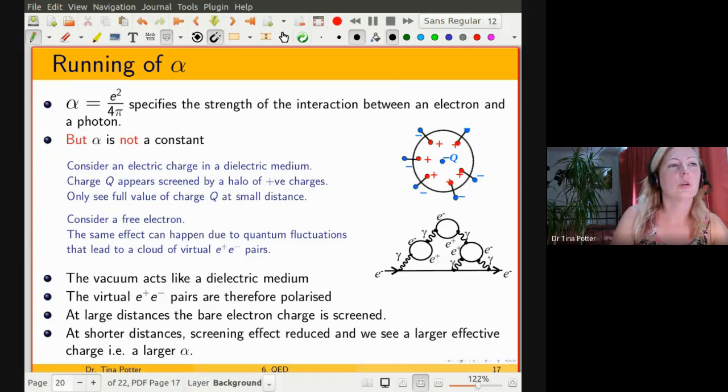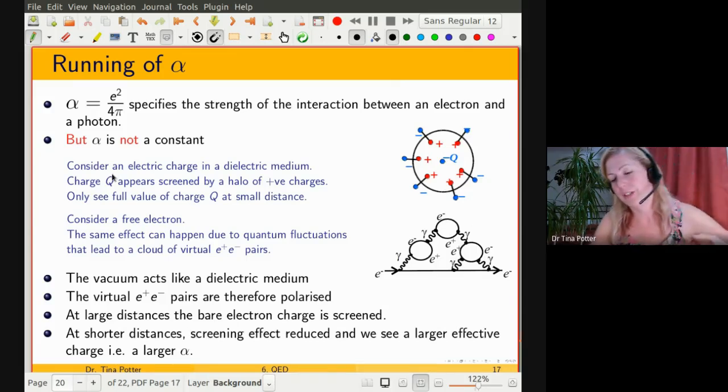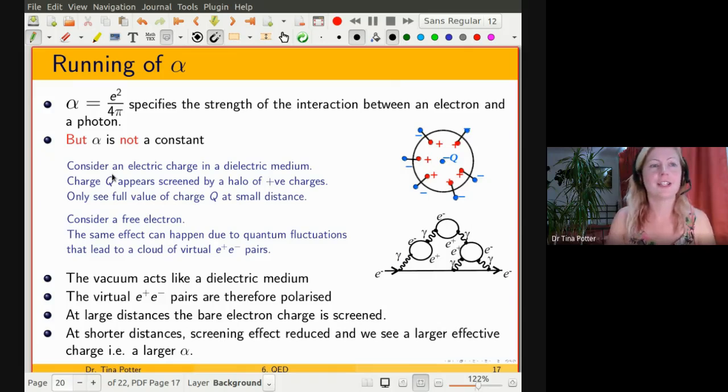Okay, so what I'd like to do next is talk about the running of alpha. We talk about alpha, it's the fine structure constant. It's a constant that tells us about the strength of the interaction between an electron and a photon. And that should be constant, surely. That shouldn't change, but it does.